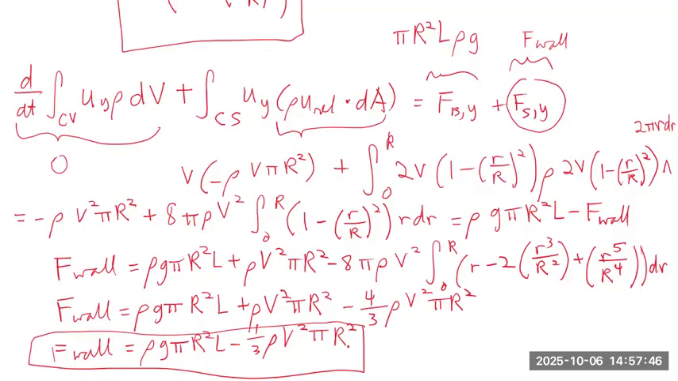And so F wall is assumed to act upwards in the free body diagram as well. So just keep that in mind.